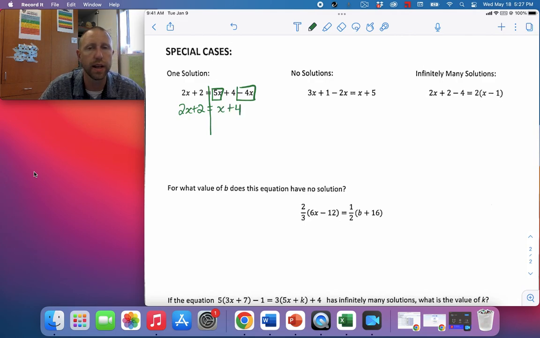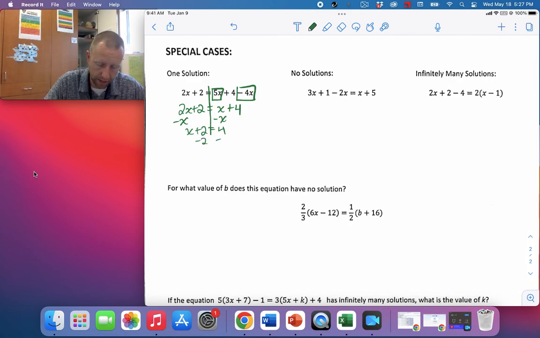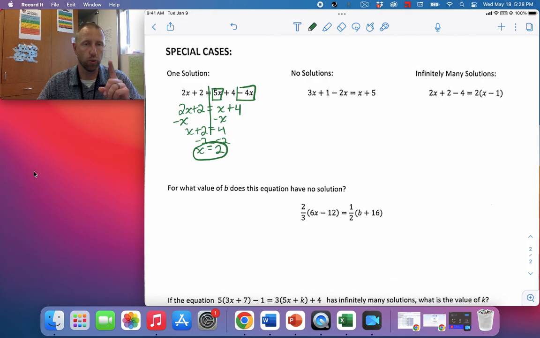I don't have to write the 1 there. Get rid of the smaller one. That would be subtract x from both sides. And we get x plus 2 equals 4, because those x's canceled, and just subtract 2 from both sides. I get a number, right? I get x equals 2. But what is it about the setup of the equation that let me know I was going to? Okay, if you remember when we were doing systems of equations, we looked at the slopes, the numbers in front of x. They had to be different for us to get one solution.